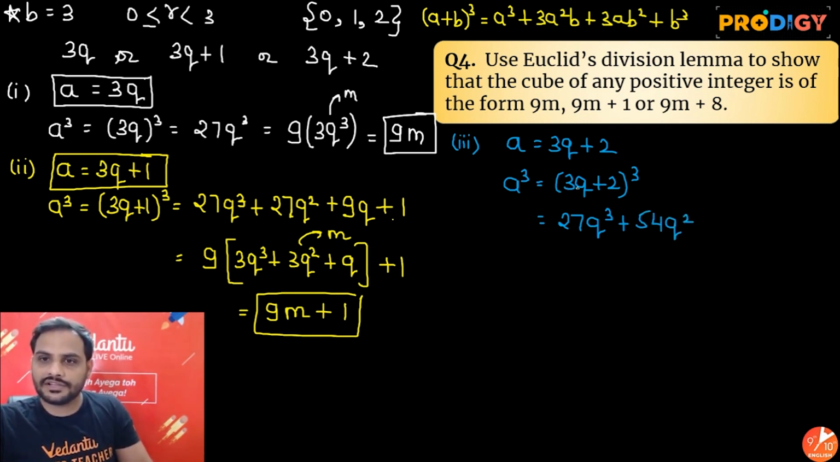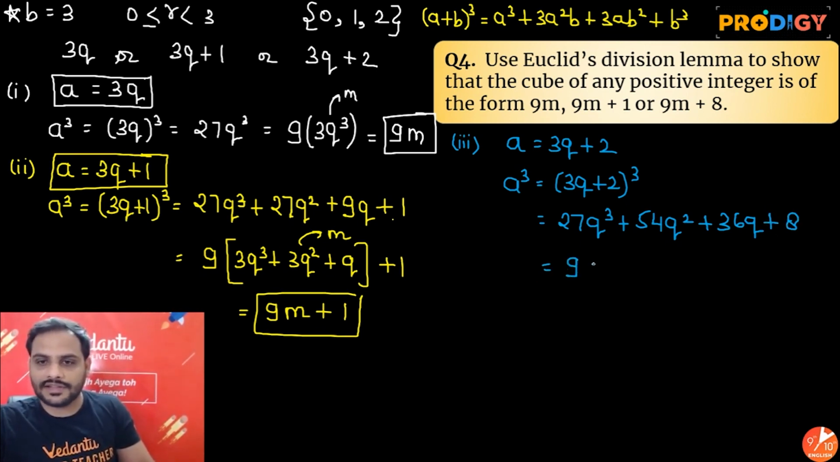3 into 3q is 9q, into 2 square is 4. 9 4s are 36. Sorry, 9 4s are 36 plus 3q cube plus 2 cube is 8. Now better look, from the first three terms I can again take 9 common.